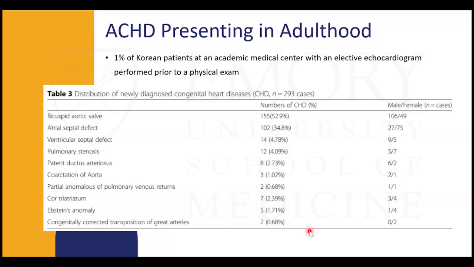The most common was a bicuspid aortic valve that they found, followed by atrial septal defects. And the most common advanced or complex congenital heart disease was congenitally corrected transposition of the great arteries. What's notable in this list is that they did not find anomalous coronary arteries, due to their screening method.